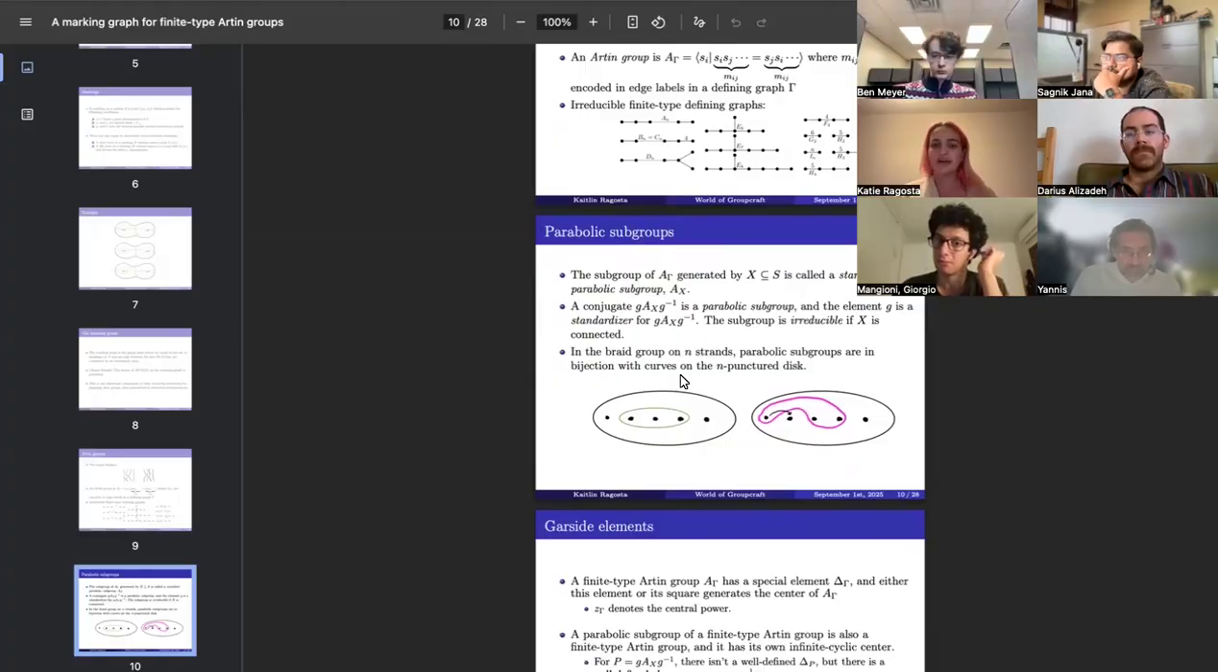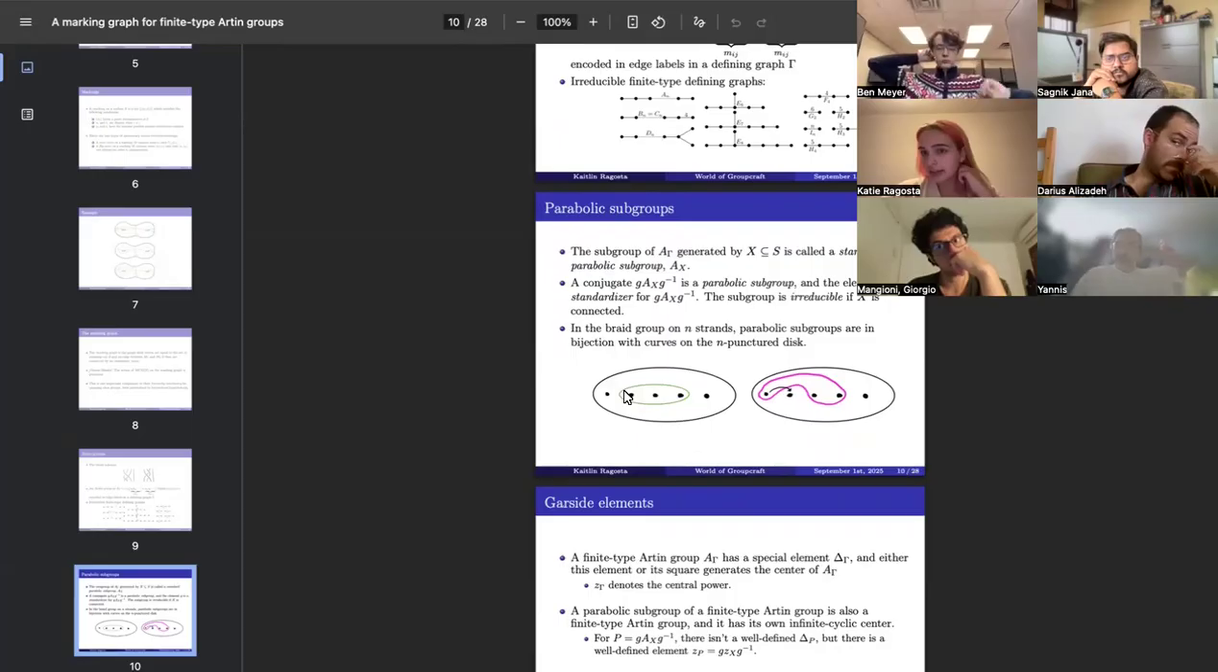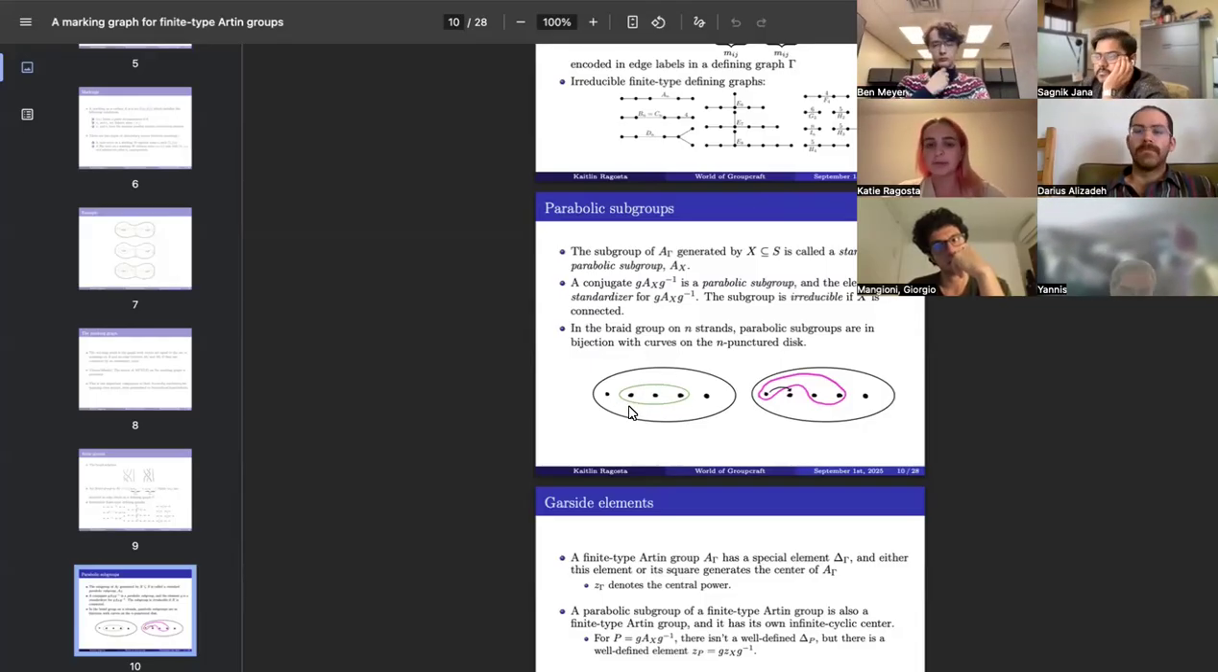Okay, the key point for us is that in the braid group on n strands, parabolic subgroups are in bijection with curves on the n-punctured disk. You can visualize that projection as follows. If I start with this picture on the left, where I have a green curve enclosing 3 adjacent punctures, and I want to think of the subgroup of the mapping class group which is supported inside of that curve, that's exactly the set of braids which use strings 2, 3, and 4, and no other strings. That's exactly the subgroup generated by crossing 2 over 3 and 3 over 4, and that's a standard parabolic subgroup. So the subgroup supported inside of this green curve is a standard parabolic subgroup.